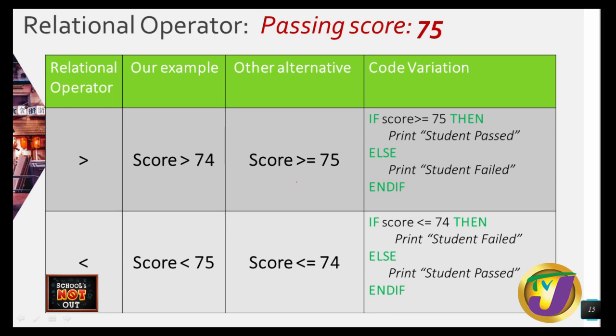The other alternative is that we could use a possibly less than condition, where score is less than 75, which amounts to the same thing as score greater than 74. Or we can go and say score less than or equal to 74. Same result. Difference is we'd have to switch how our if statement is structured. If we have the condition saying score less than or equal to 74, that means that the person has failed. So we really need to have failure shown inside of the then section of the pseudocode. If we have that in the then section, it means that we need to print student passed in the else section of the pseudocode. So please bear that in mind.